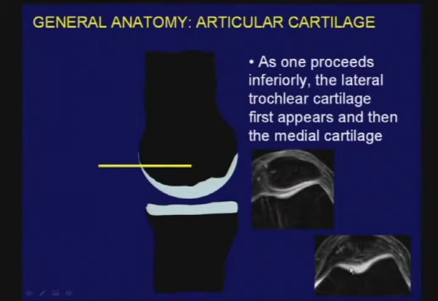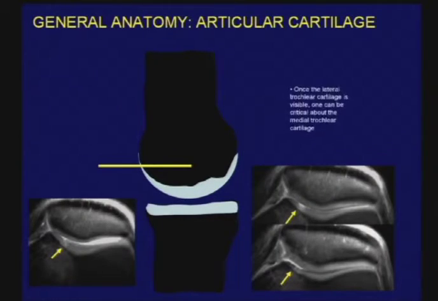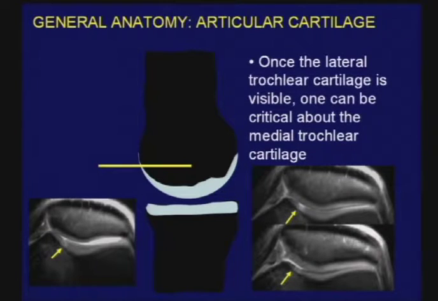Once it occupies the entire surface of the trochlear, you can then be very critical about problems with the trochlear cartilage, as shown here. So please remember that lateral trochlear cartilage appears more superiorly than does medial trochlear cartilage.